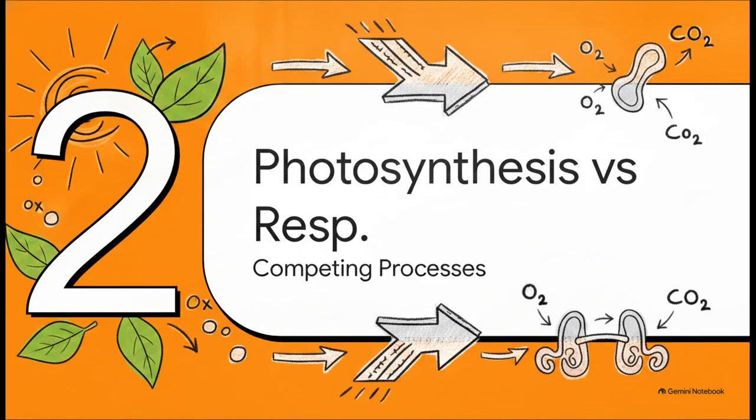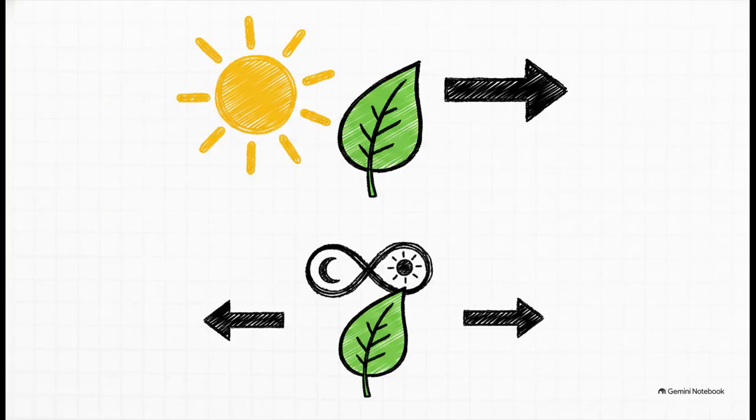Which brings us to part 2, photosynthesis versus respiration. Here is the absolutely crucial thing to remember. Plants are always respiring, 24/7. Just like us, they're releasing energy and they need oxygen to do it. But they only photosynthesize, making food and demanding massive amounts of carbon dioxide, when the sun is actually shining. These two processes are basically running in opposite directions, and their tug-of-war dictates exactly what gases the plant pulls from the air at any given moment.